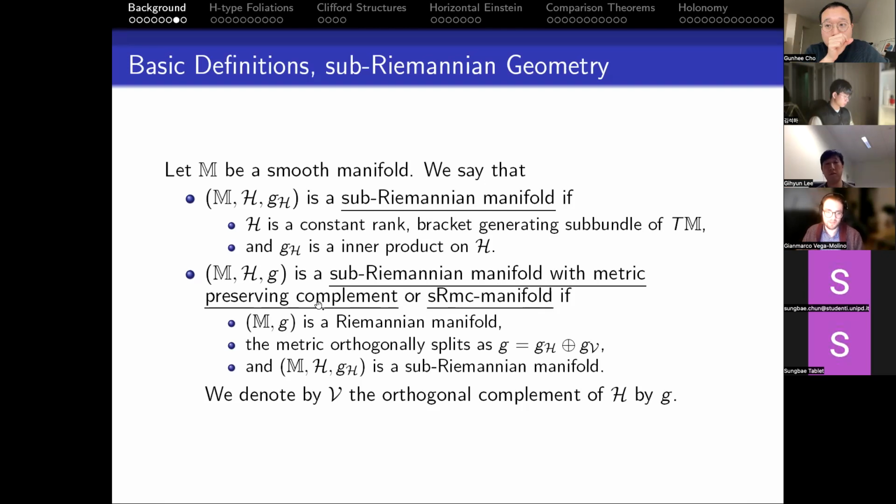It's a mouthful. First of all, M and g, just ignoring H, is a Riemannian manifold. So you get the whole metric. But then the metric has to split into a product g_H and g_V. So this is an orthogonal split. And if you drop the V, (M, H, g_H) is the sub-Riemannian manifold that you care about. And then because you have this orthogonal split, you can say, all right, what is the distribution that is determined by g_V? We call that V the vertical space.